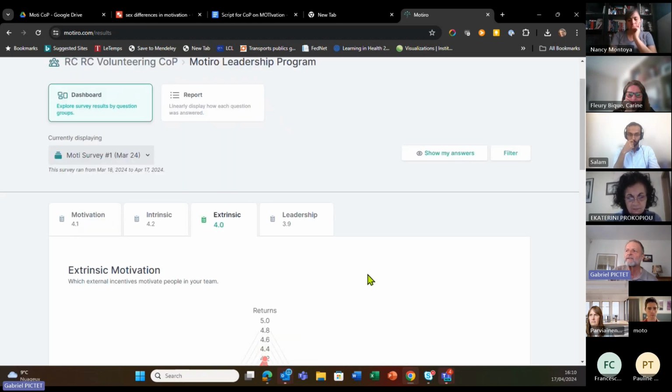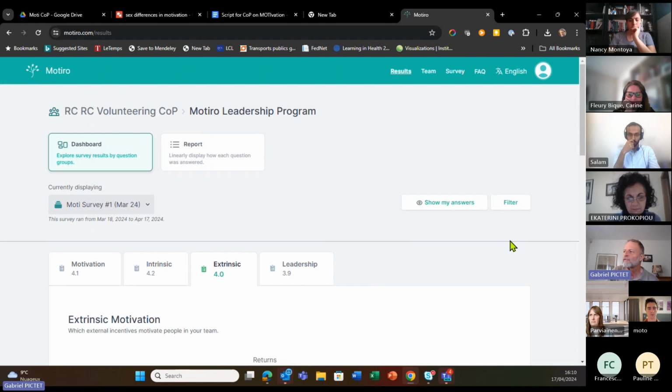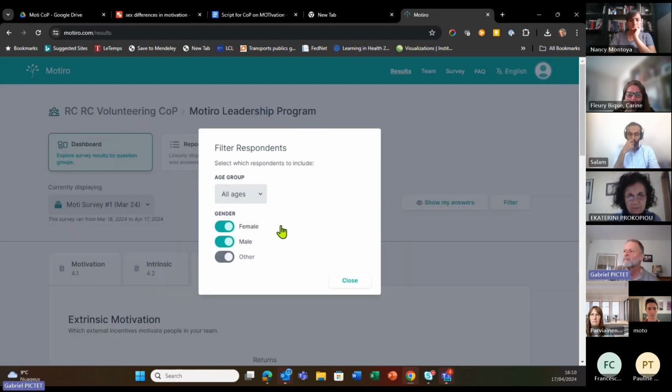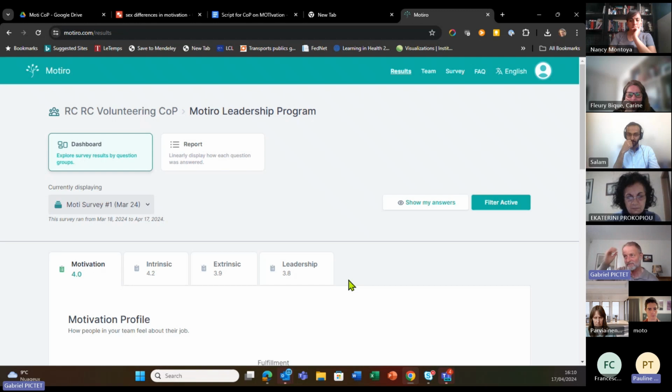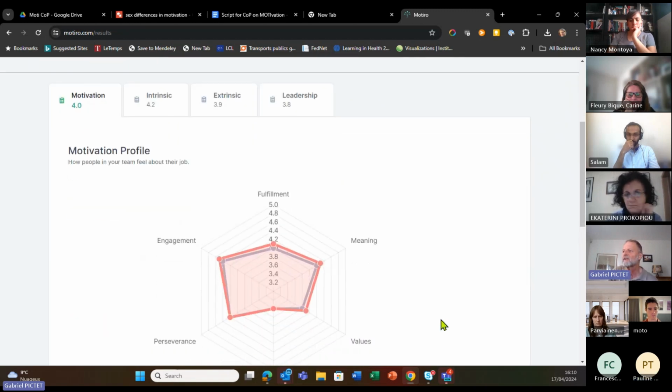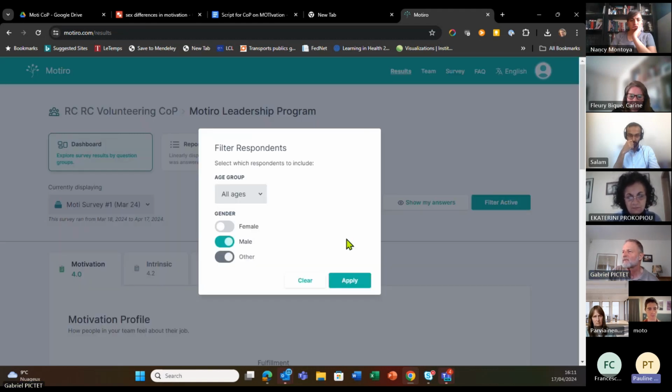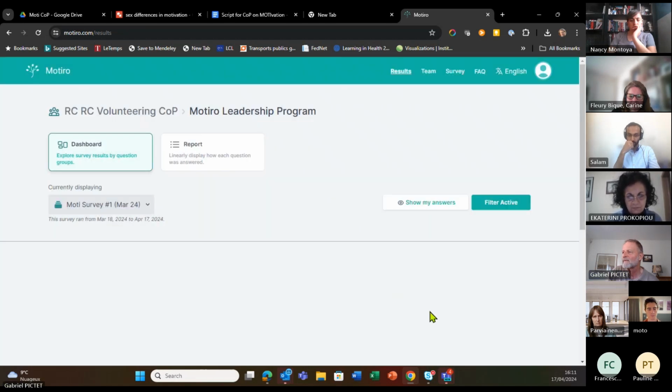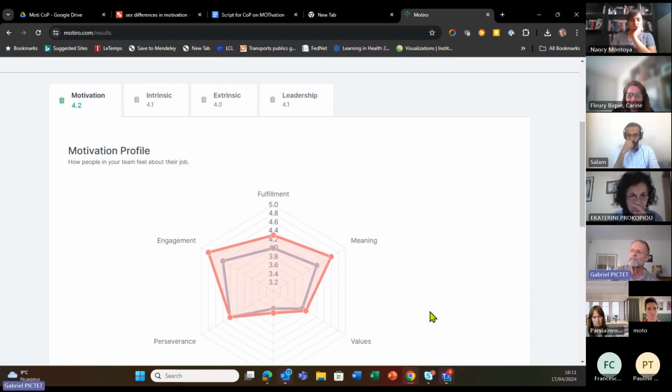So we thought it'd be interesting to now use the filter function and check out the men in the group. So I'm getting rid of the women, I'm filtering them out, I'm applying. And now we see something slightly different. As you can see here, the men are actually closer to the benchmark than when they were with the women in the same group. If I now have a look at the women, you see that they're much further from the benchmark.